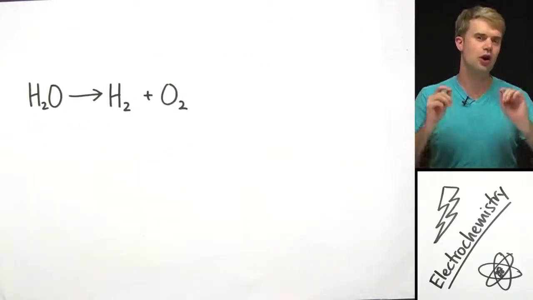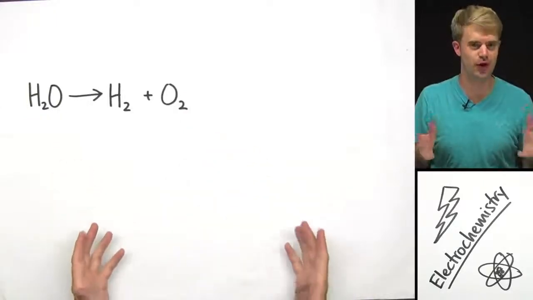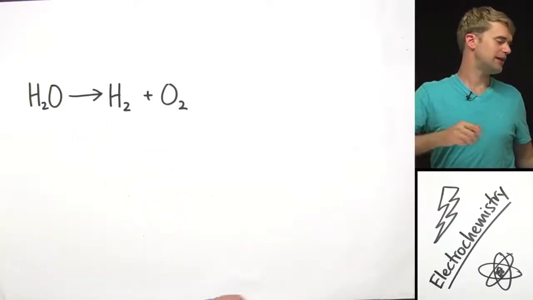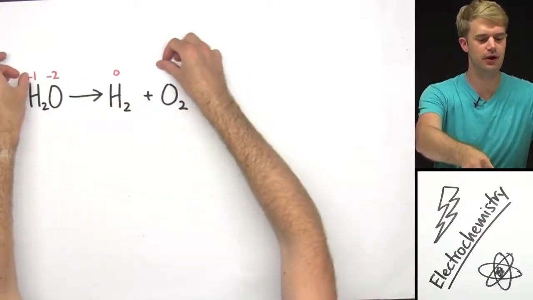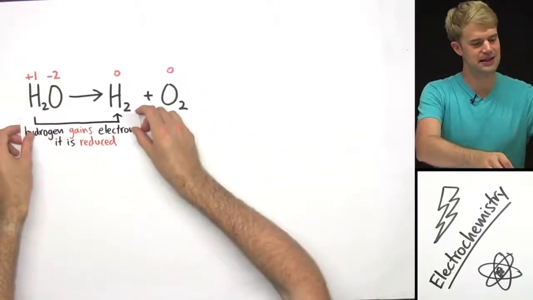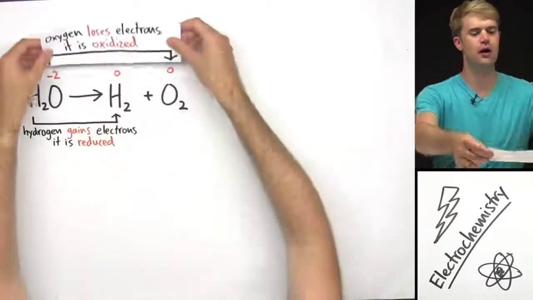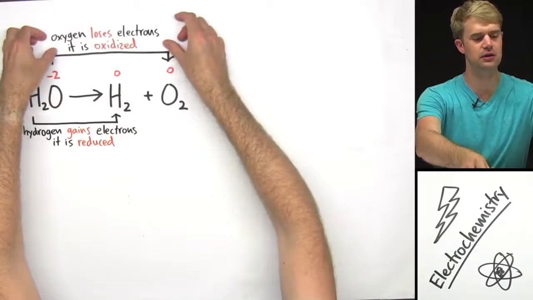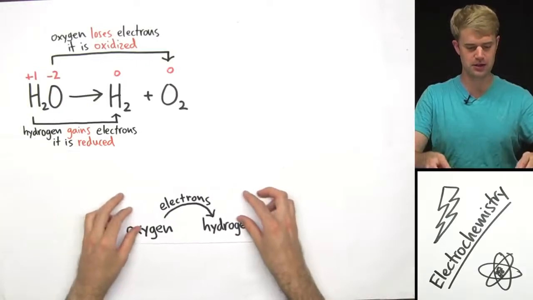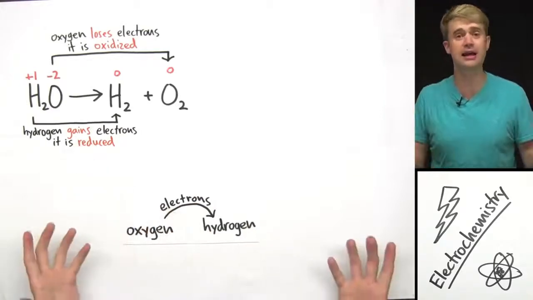So just like the reaction we saw earlier with zinc and copper, this is also an oxidation reduction reaction. We got electrons moving here. To understand how they move, we got to take a look at the oxidation numbers for the different elements here. Hydrogen's oxidation number is going down, which means that it is gaining electrons. It is reduced. Oxygen's oxidation number is going up, which means that it is losing electrons. It is getting oxidized. So we can sum up what's going on here with a diagram like this. Electrons are moving from oxygen, which is losing them, to hydrogen, which is gaining them.